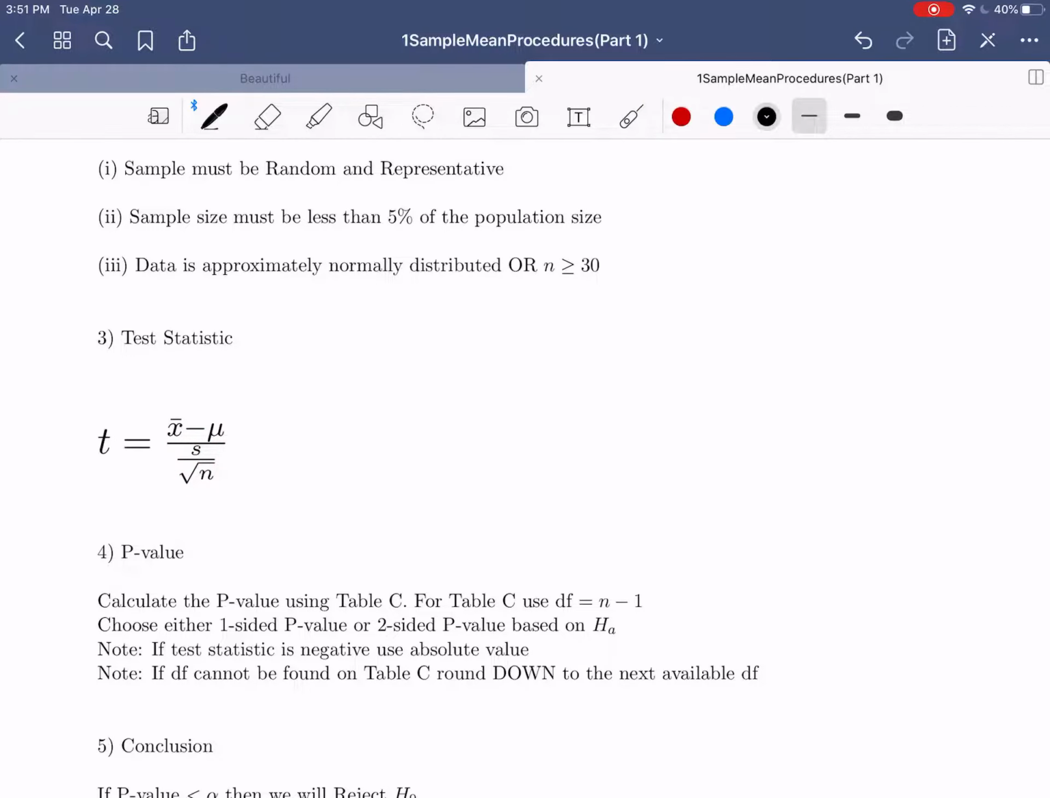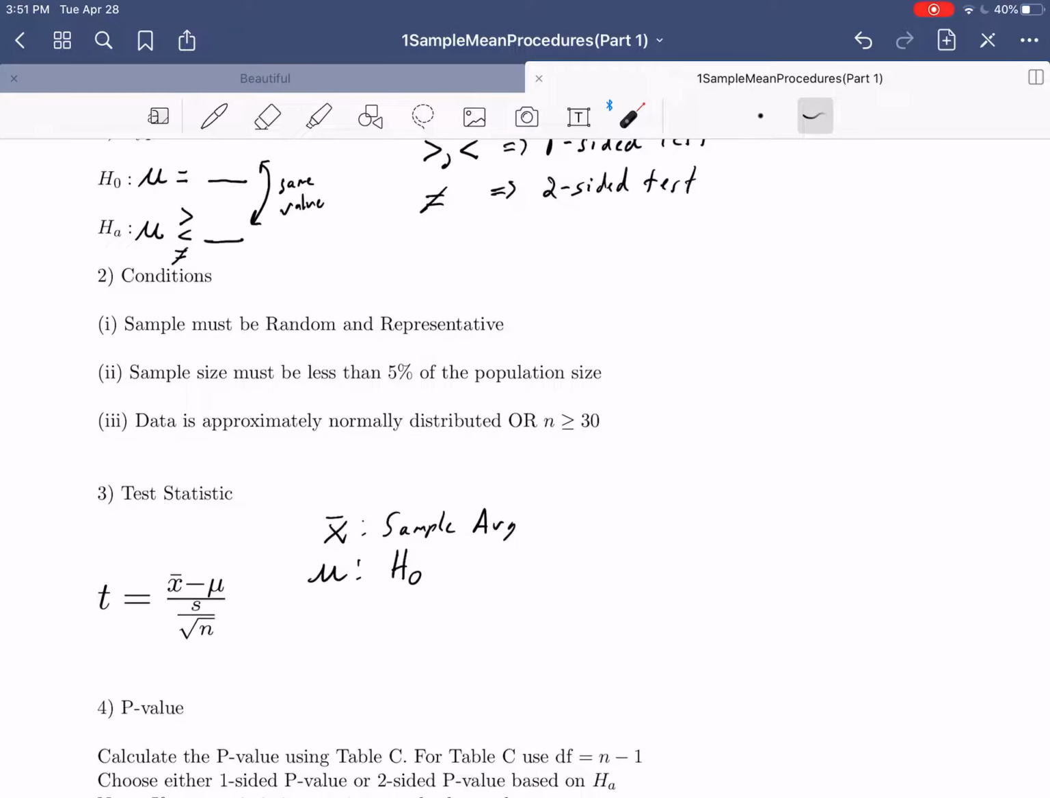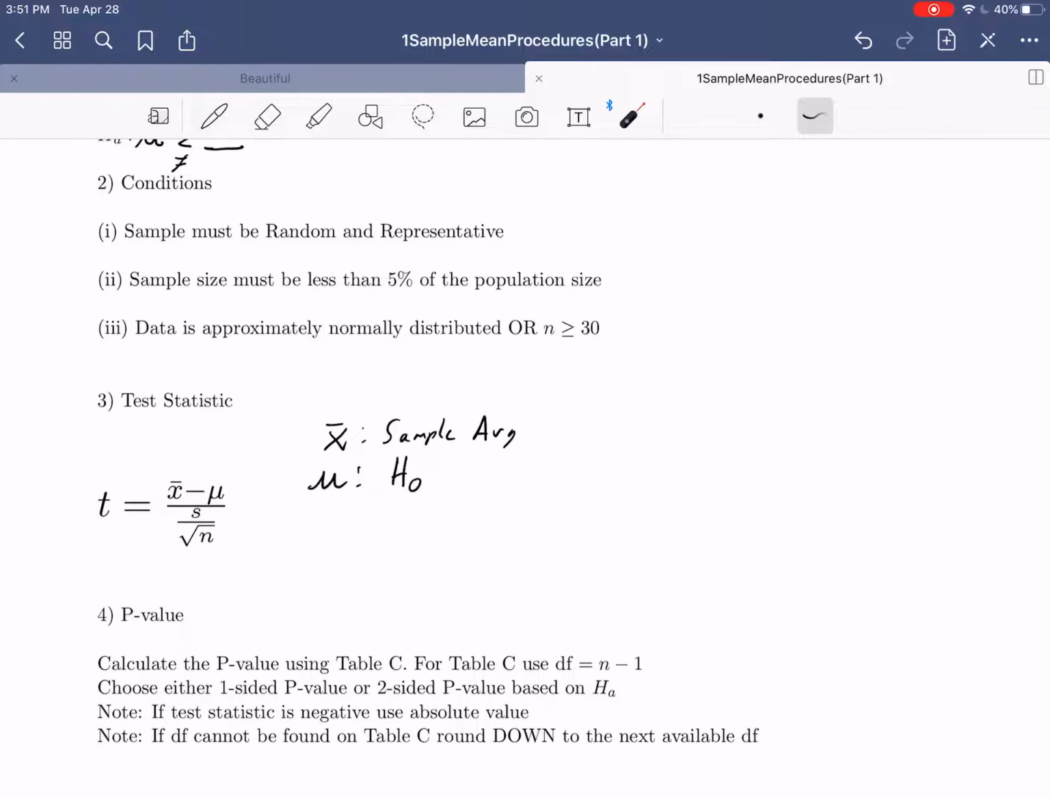Now, let's make a little chart of what each of these things are. X bar, as we know notationally, is our sample average. Mu is going to be that null hypothesis value. That's why the null hypothesis tells us what value we're going to assume for mu, because we'll need that for the test statistic. S, as always, is the sample standard deviation, and n is the sample size.